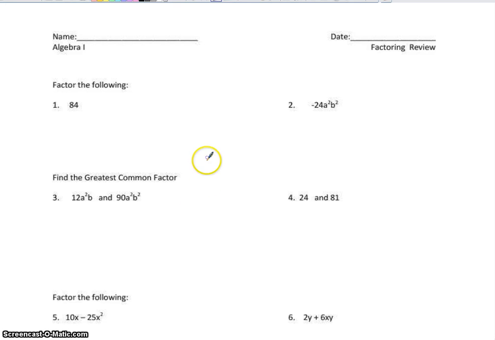This is for Algebra 1. This is a review over factoring. To factor the number 84, you're going to do an upside down division.